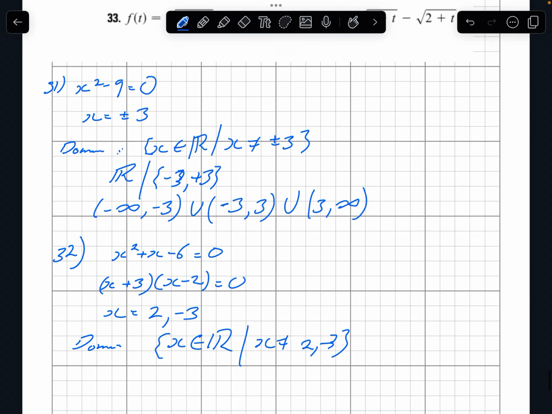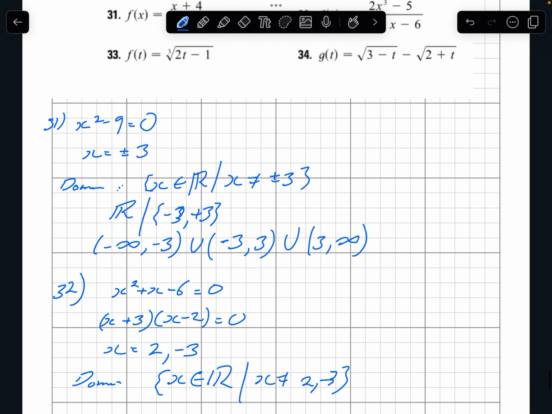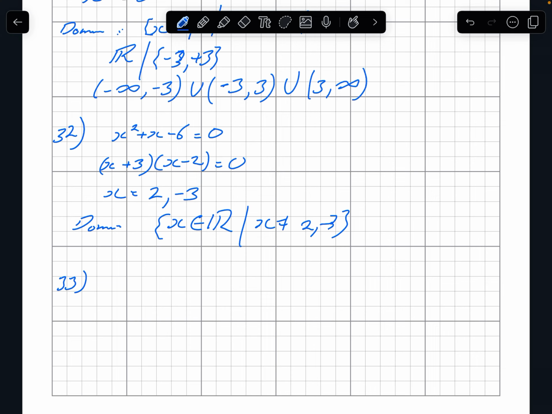Okay, so the next one. f of t equals the cube root of 2t minus 1. Now, this is actually a bit of a boring problem, right? Cube roots are always valid. You can take the cube root of positive, negative, 0. So there's no t values that will give you an issue. So for 33, our domain is t is in the reals. All the reals.